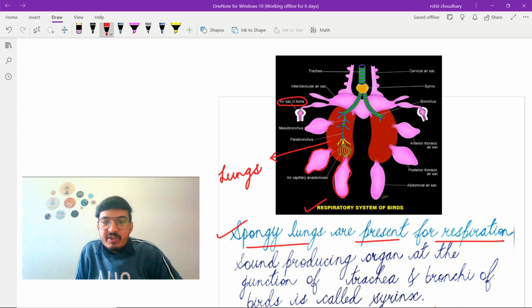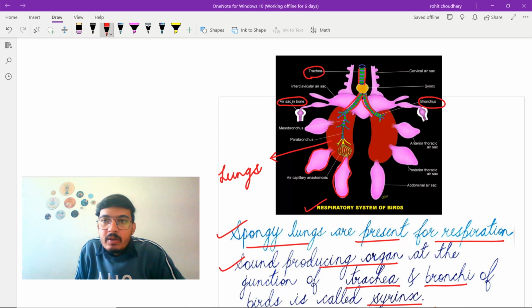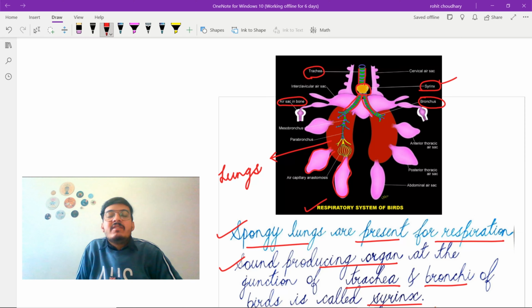The next feature is sound producing organ at the junction of trachea and bronchi of birds is called syrinx. As we can see in the respiratory system of birds, here lies the trachea and here lies the bronchus, or we can say primary bronchus. So at the junction of trachea and bronchus, there is present a voice producing organ that is called syrinx. The larynx does not produce voice in case of birds.